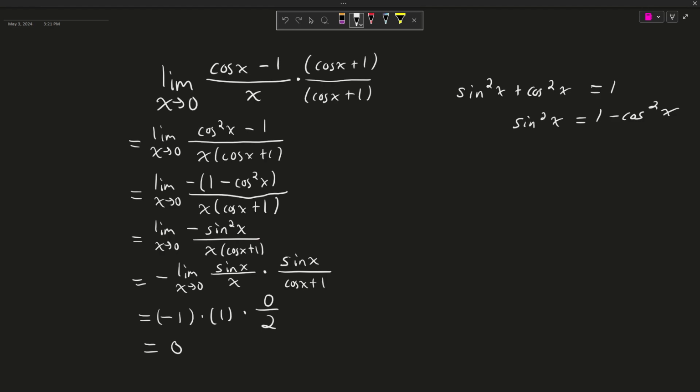So that's the proof of this limit. We have to use the last limit proven geometrically to prove this, just because we don't want to get into L'Hopital's rule and stuff that we haven't seen theorems and proofs of yet. So this is the way you prove that the limit of cos x minus 1 over x as x tends to 0 is 0.